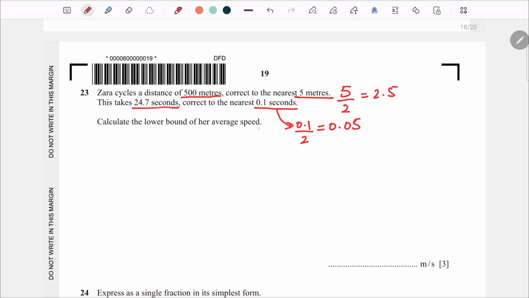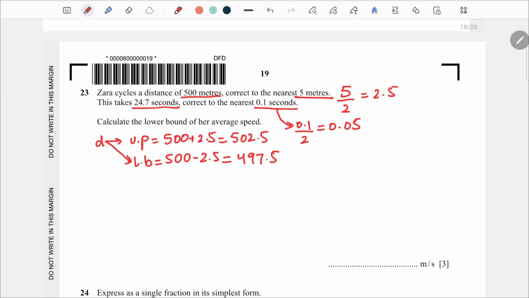Calculate the lower bound of our average speed. So the distance, in order to find the upper bound of distance, we'll add 2.5 to 500. 500 plus 2.5. This gives us 502.5. This is the upper bound of the distance, and the lower bound of this distance can be found by subtracting 2.5. We get 497.5. This is the lower bound.